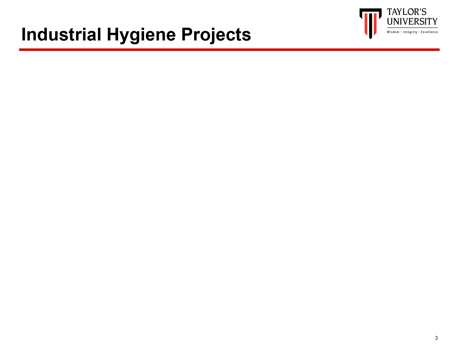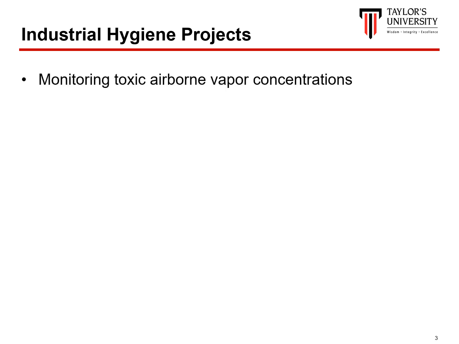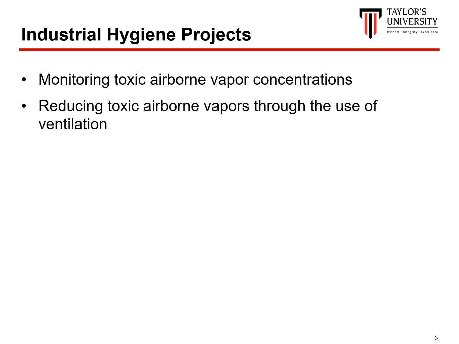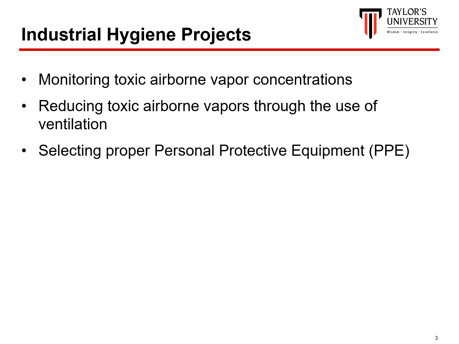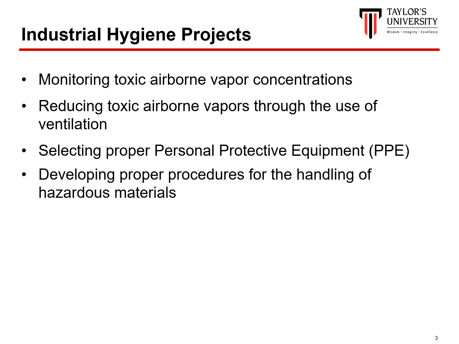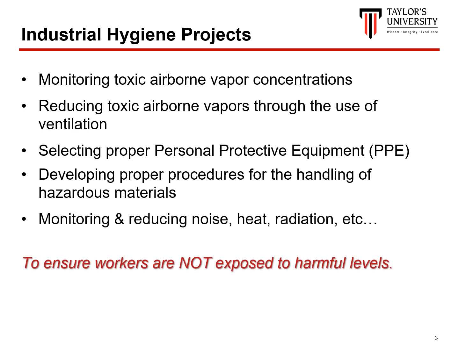Following are industrial hygiene project examples, such as monitoring toxic airborne vapor concentrations, the reduction of toxic airborne vapor through the use of ventilation, selecting proper PPE, developing proper procedures or SOP/SOC for handling hazardous material, and monitoring and reduction of noise, heat, radiation, etc. All these projects have one aim: to ensure the workers are not exposed to harmful levels.